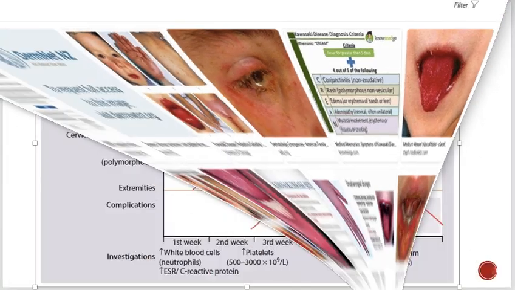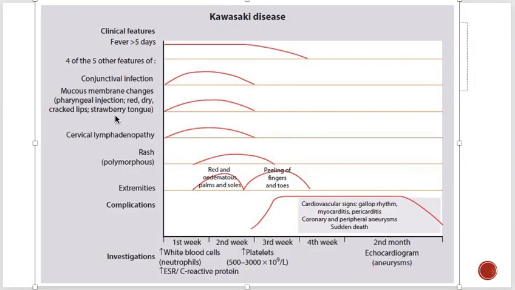Now, why I include this one, guys, here? See, guys, fever, first week, second week, third week, fourth week. I wanted to show you how this condition behaves. The fever starts. It is for more than 5 days. So see, first week and second week and maybe third week, just coming down. We need four of the 5 features.